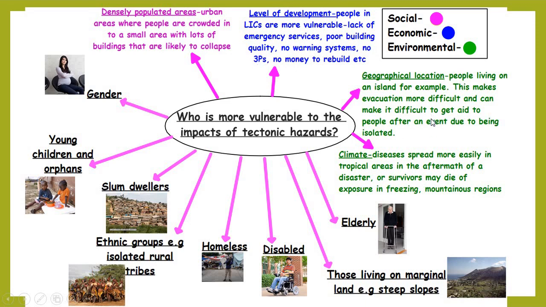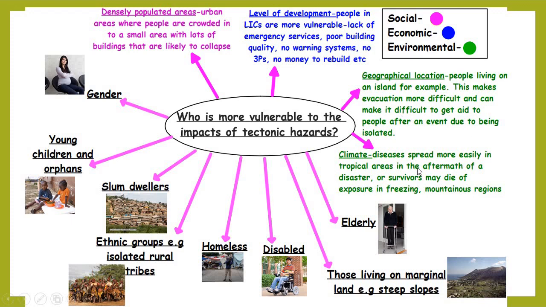Geographical location. For example, if you live on an island, this came up in a past paper once. It gave you some resources about why Haiti might be more vulnerable to the impact of a tectonic hazard because it's an island. So if you need to get off the island, you can't do so quickly. You're surrounded by water. When you then need to get aid and help onto the island, if the docks have been destroyed, you can't get the stuff onto the island that you need, and that's going to lead to secondary deaths when people are then dying from infection, lack of shelter, and injuries that can't be treated because you can't get the resources onto the island.